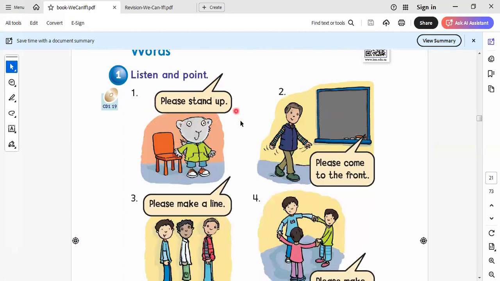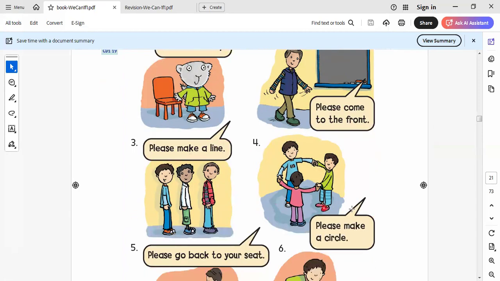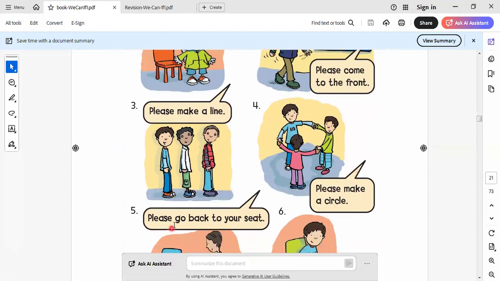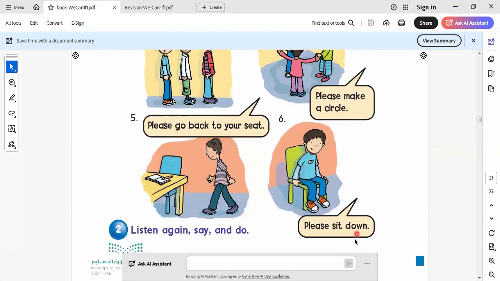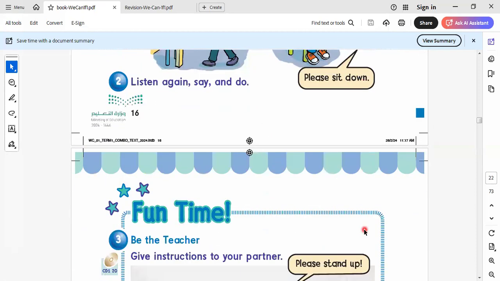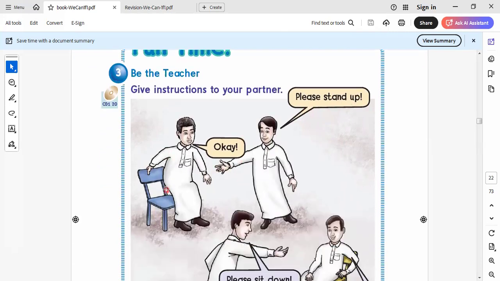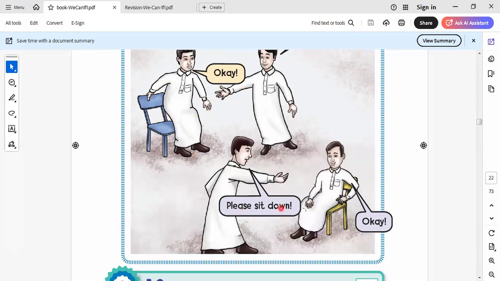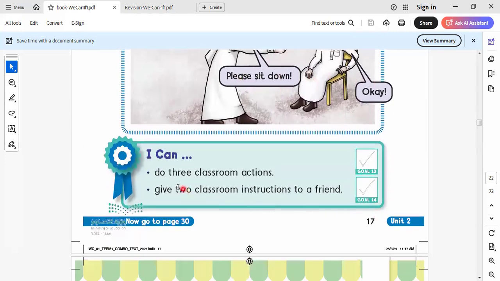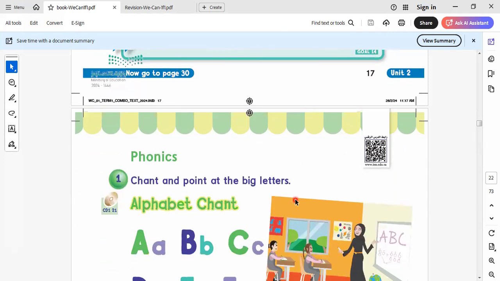Here is please stand up. Please come to the front. Please make a line. Please make a circle. Please go back to your seat. Please sit down. When I say to someone in a polite request, please sit down, you say okay. Okay. I can do 3 classroom actions. This is right. Give 2 classroom instructions to friends.